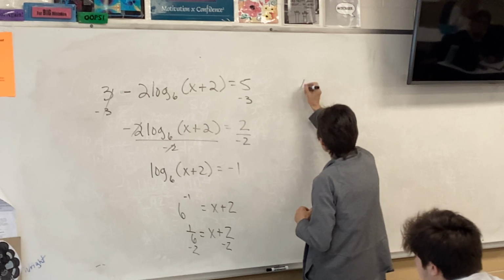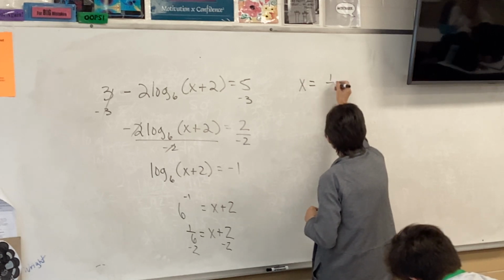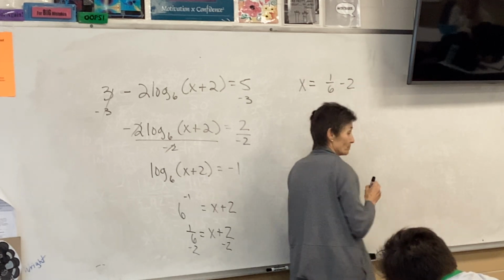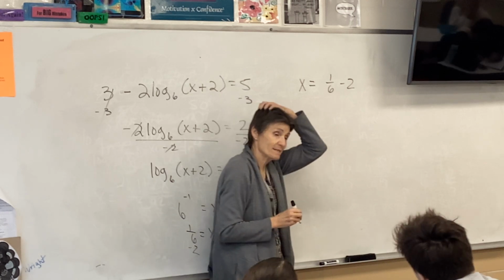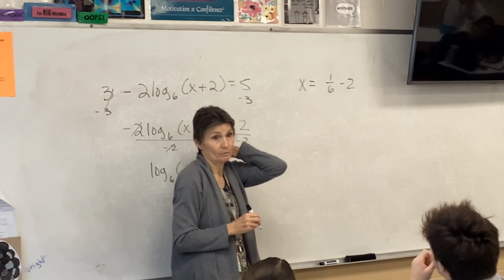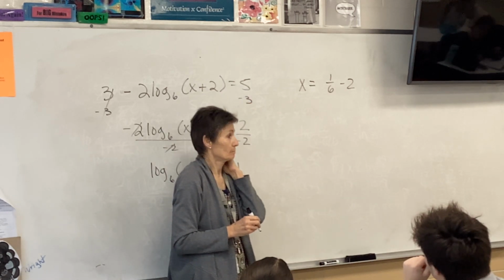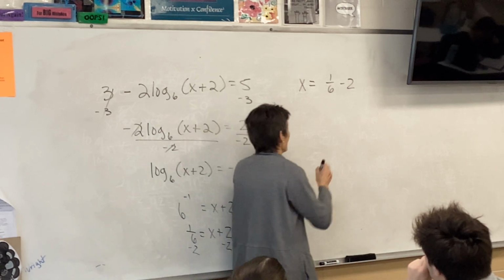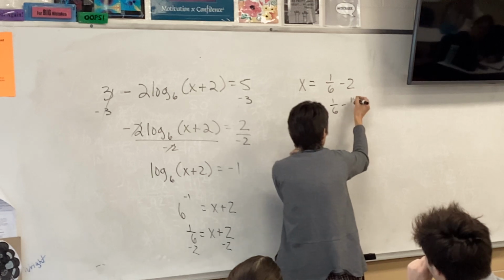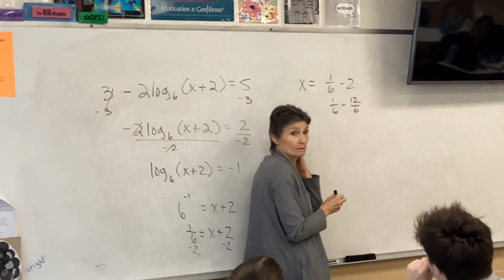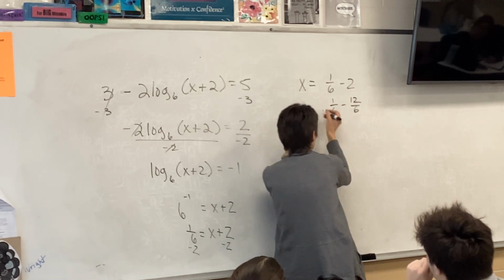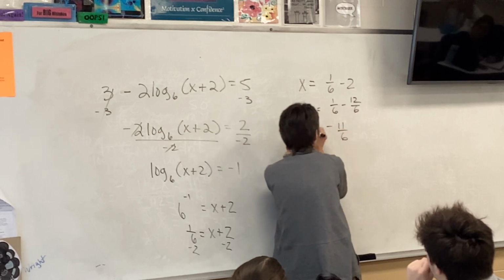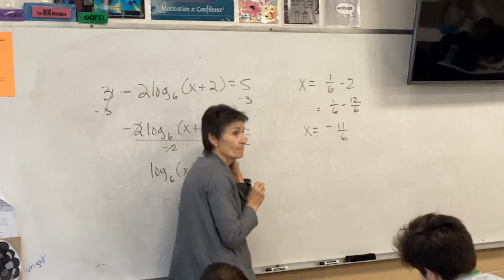So you're going to have x equal to 1/6 minus 2. What is 1/6 minus 2? Negative 12. Well, this is 12/6. So yeah, negative 11/6, that's your answer.